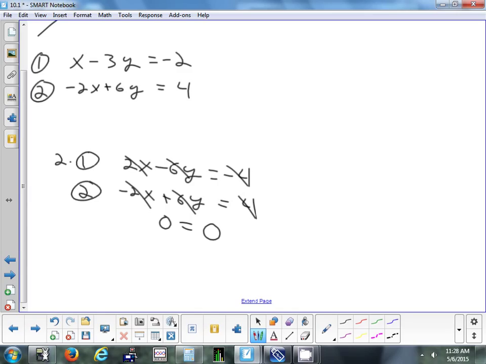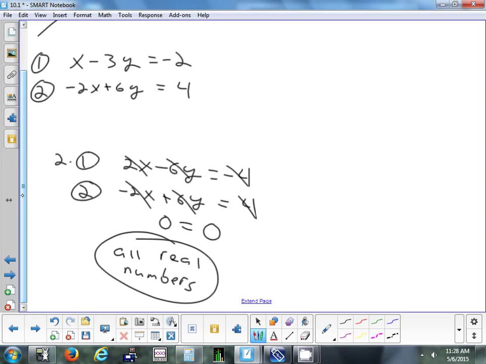What is it? Yeah, this is infinitely many solutions. Or you could also say the solution is all real numbers. Any number that you pick would be a solution, because these are the same equation. Okay, these are the same line, so they cross at infinitely many points. So any point that's on the first line is automatically on the second. Automatic. Okay, any questions on that?